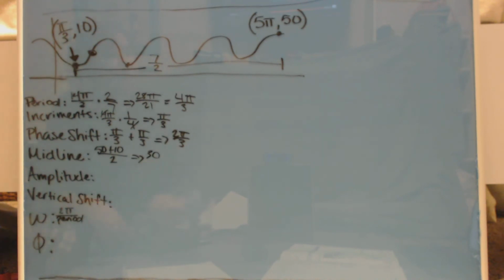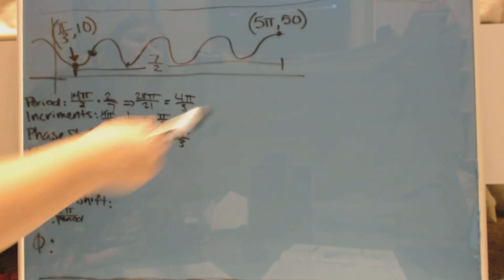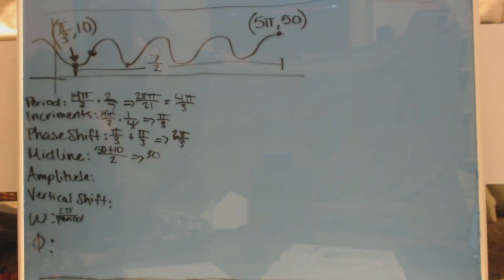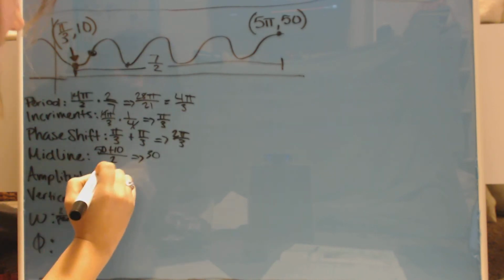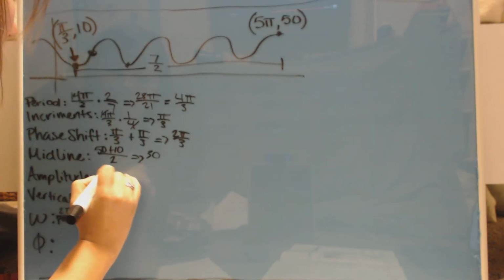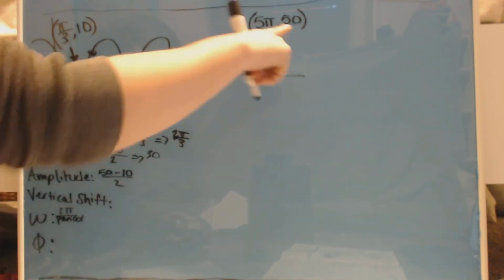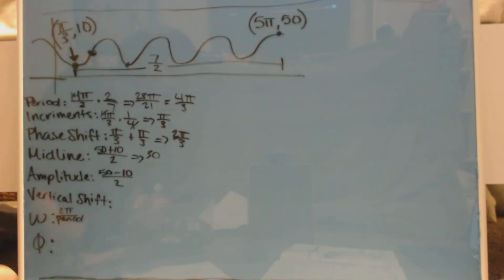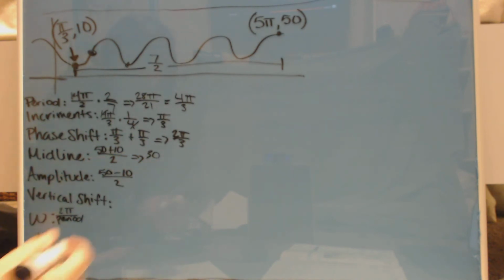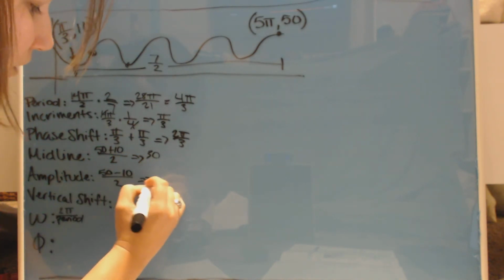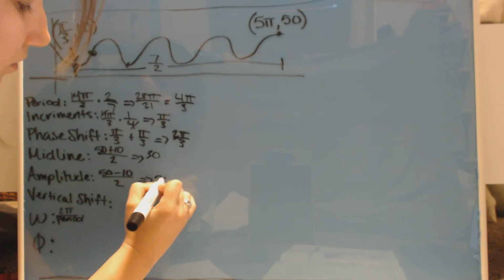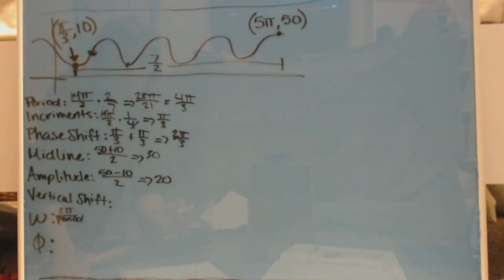Easy. The amplitude will always be these two y-coordinates subtracted from each other, divided by 2. So now it becomes 50 minus 10 divided by 2. Yes, going in that order, otherwise you end up with negatives, and you don't want that. That's just evil and mean and cruel, and you'll torture yourself. So we get 20 for the amplitude.